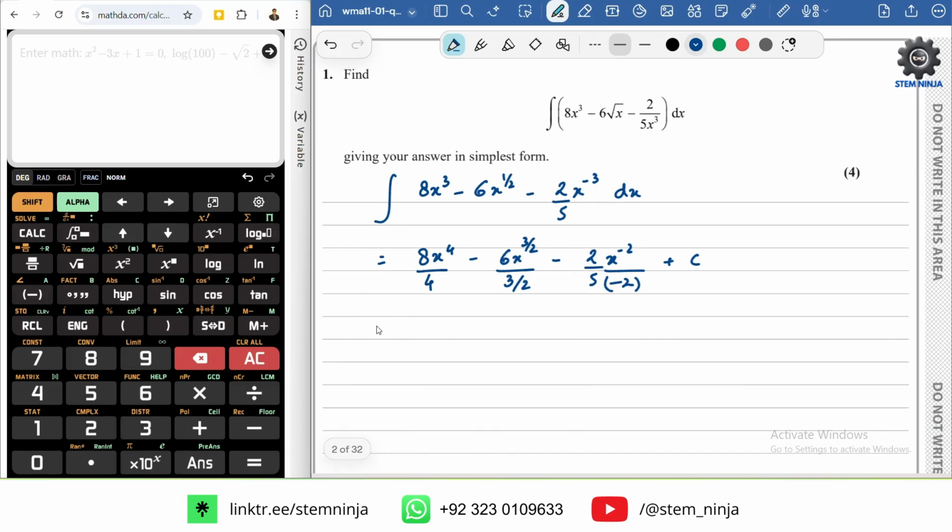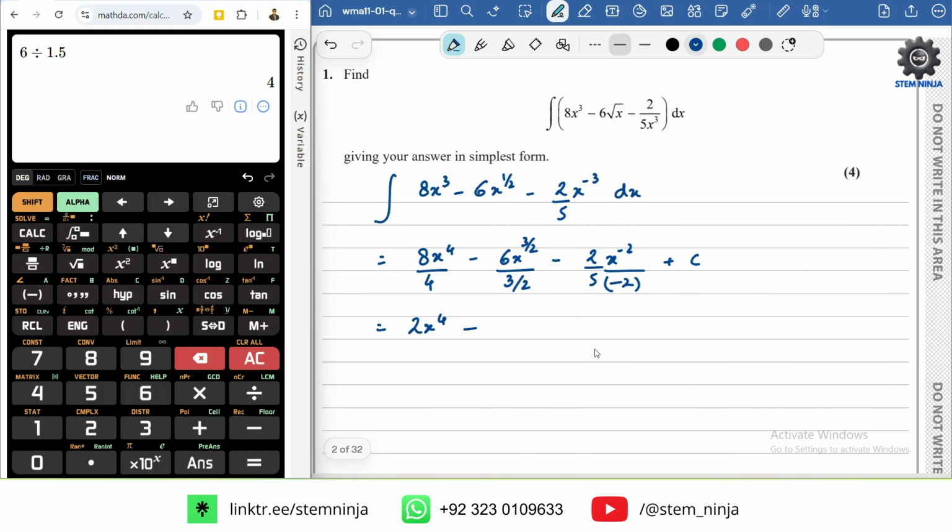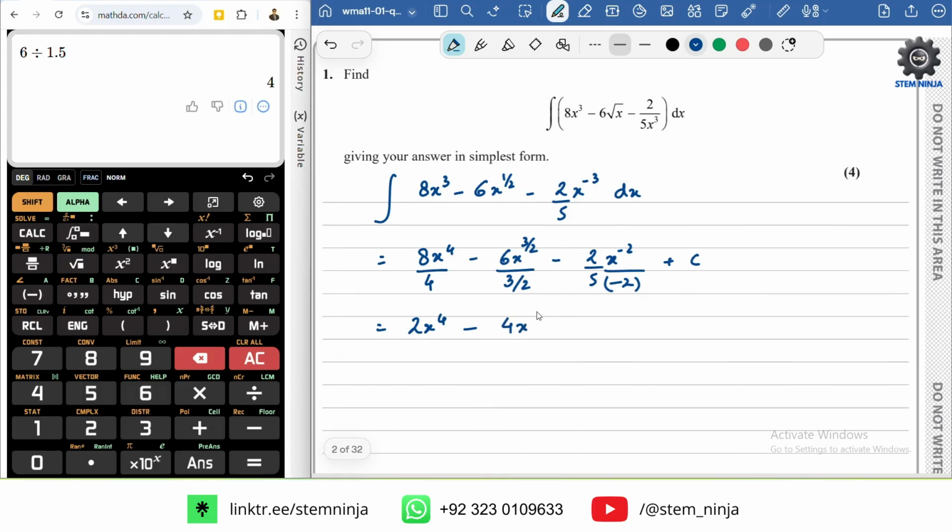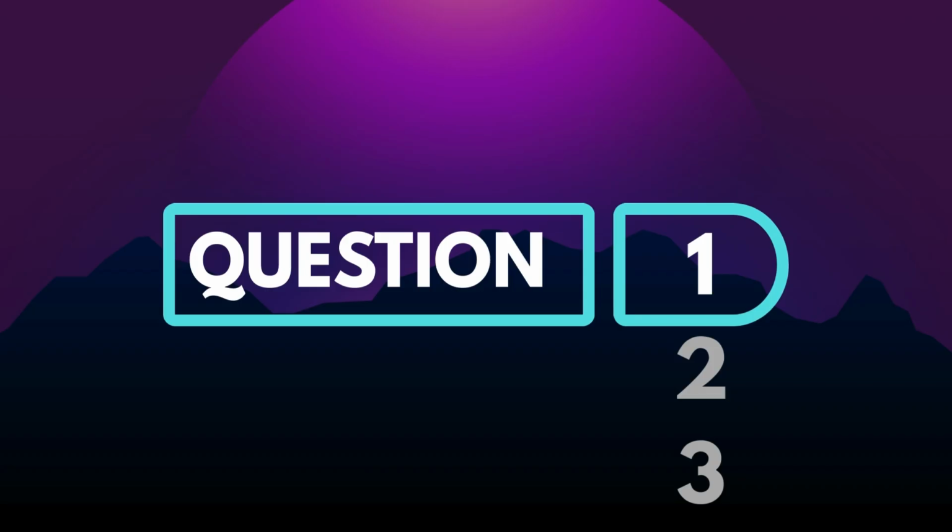So 8 divided by 4 is just 2x raised to power 4. 6 divided by 3 by 2 is just going to be 4. Right? 6 divided by 1.5 is just 4. x^(3/2), and the 2 and the minus get cancelled, so you have plus 1 over 5 x raised to power minus 2 plus c. That's it. Alright, so let's move on to the next question.